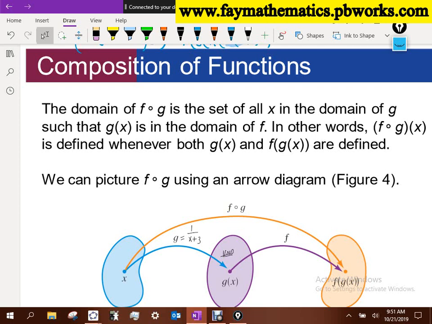Okay? So f of g of x is going to be defined wherever the first input is defined, so g of x, wherever that's defined, and where f of g of x is defined. So this word "and" means what? Intersect. Okay, talking about domains here. Okay, not probabilities.